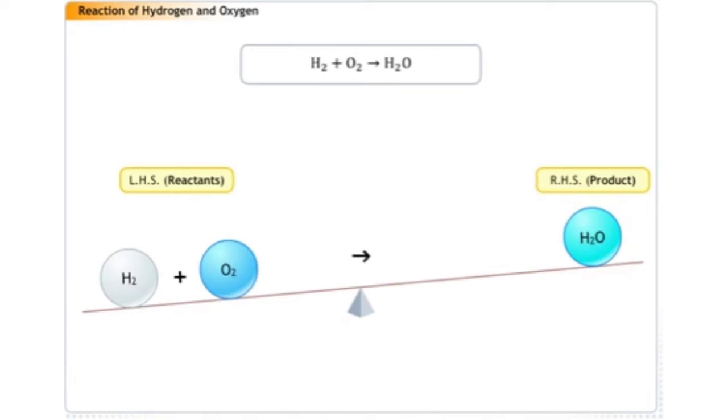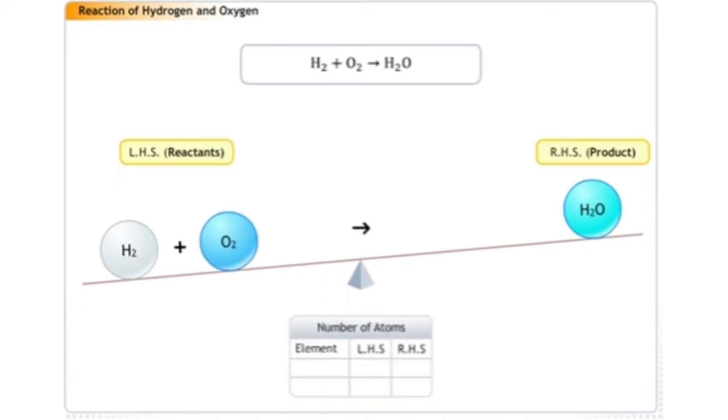In the second step, you need to count the number of atoms of each type. You notice that hydrogen has 2 atoms on the reactant side and 2 atoms on the product side, but oxygen has 2 atoms on the reactant side and only 1 atom on the product side. So, there is 1 oxygen less on the product side. According to the law of conservation of mass, the number of atoms on the reactant and product side should be the same.